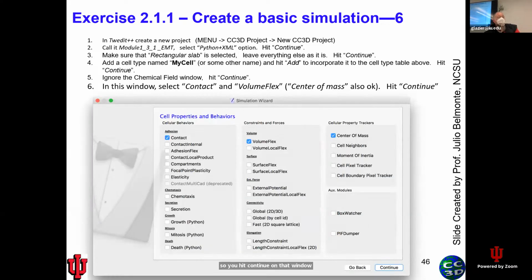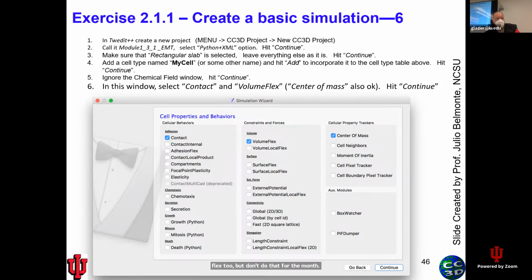And now we have the main window that we use to set what kinds of things the cells do. We're going to select contact under cell behavior. We're going to select volume flex and center of mass. And that's it. Given what we're going to do in a few minutes, it might actually be useful to hit surface flex too, but don't do that for the moment.